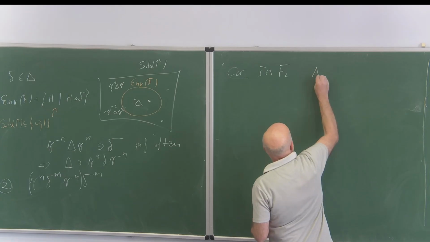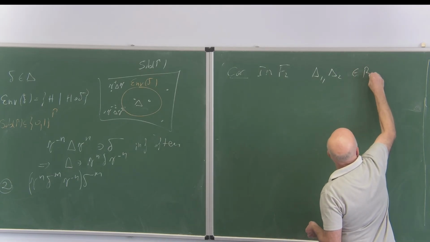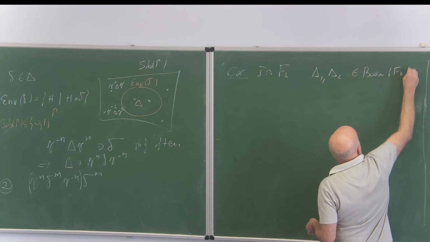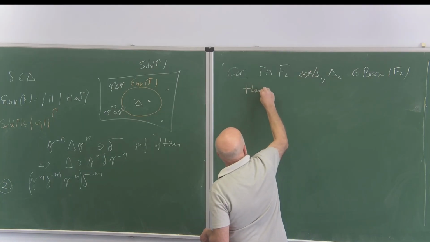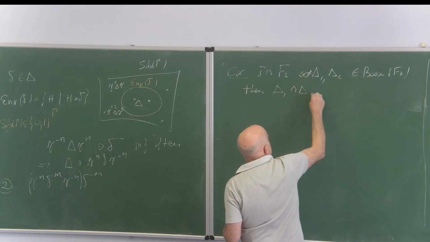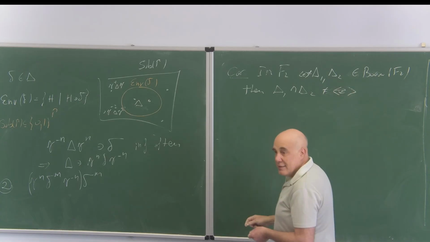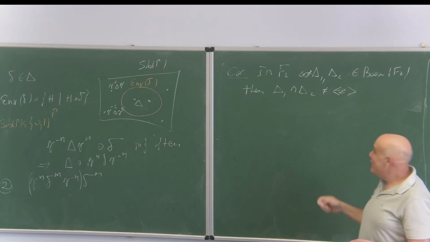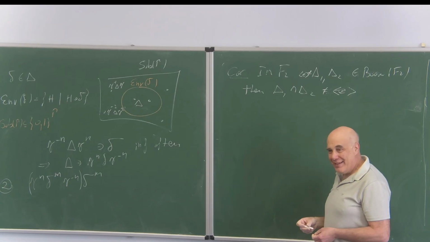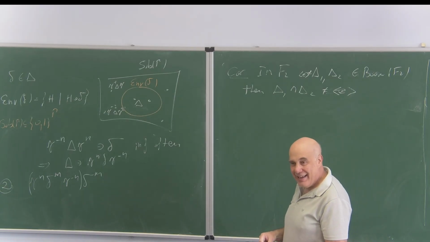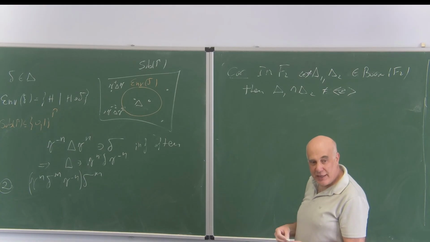If delta 1 and delta 2 are non-trivial boomerangs, then delta 1 intersection delta 2 is still non-trivial. Whether it is again a boomerang is an open question. I don't believe it is, but I don't have any counterexample.